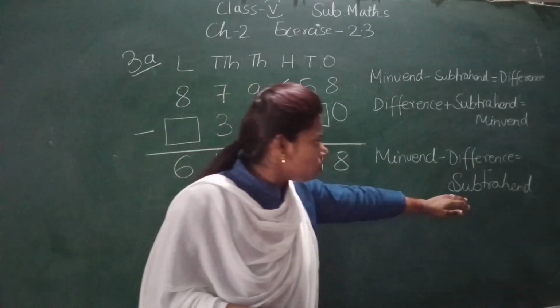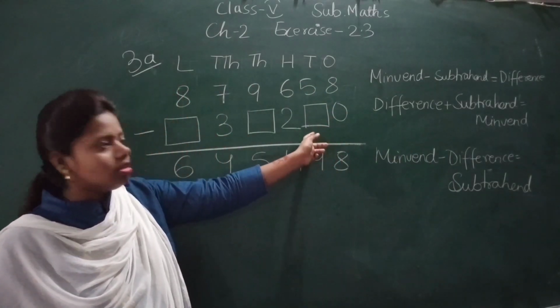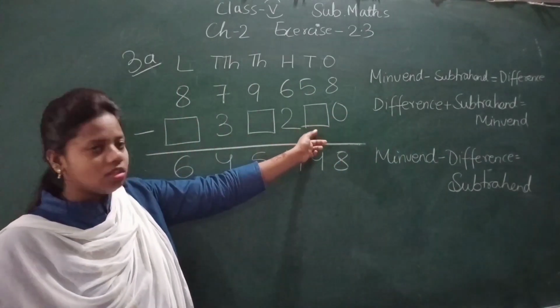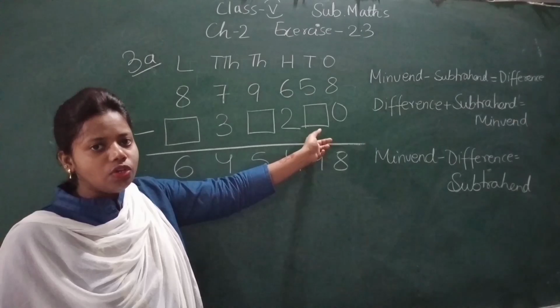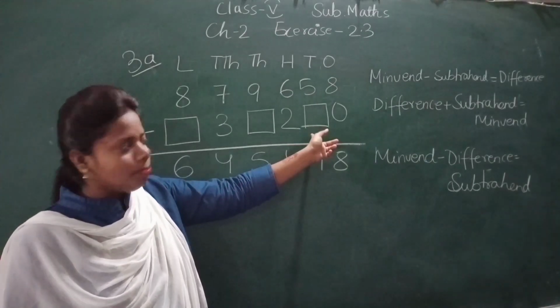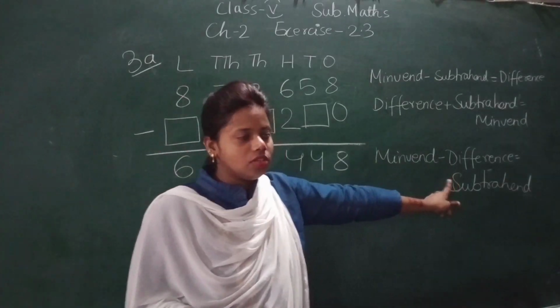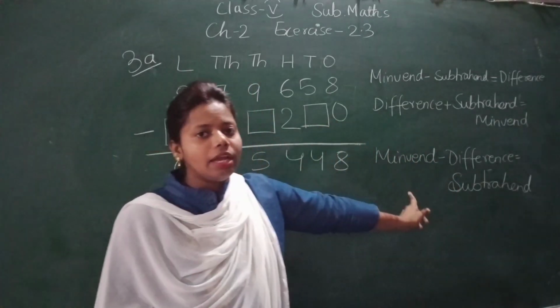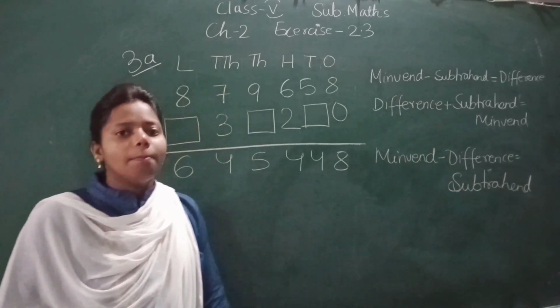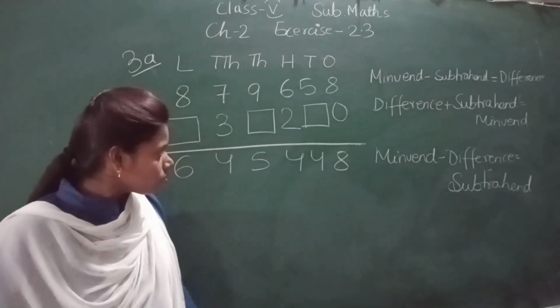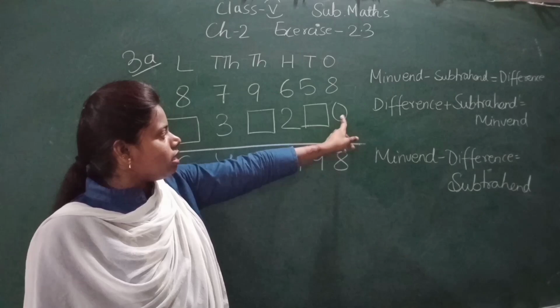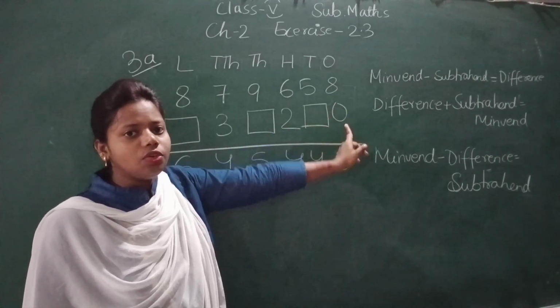And to find the subtrahend, see here the subtrahend is missing, so in this question we are going to fill the boxes in the subtrahend. To find the subtrahend, what you have to do? Minuend minus difference. Now see here, 8 minus 0 is 8.